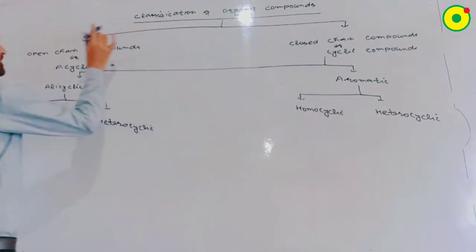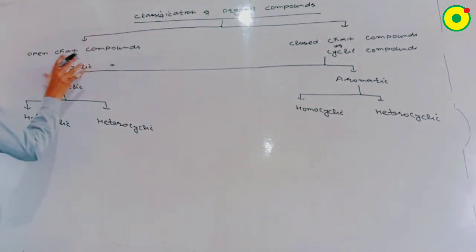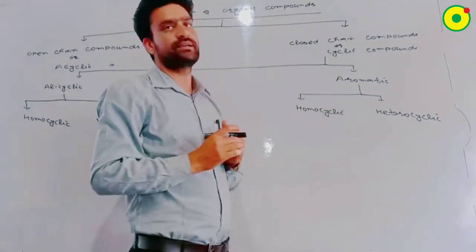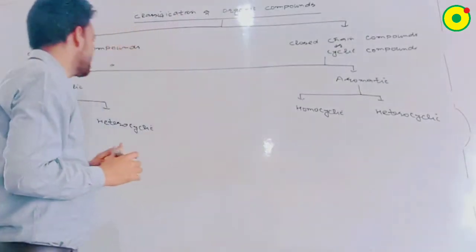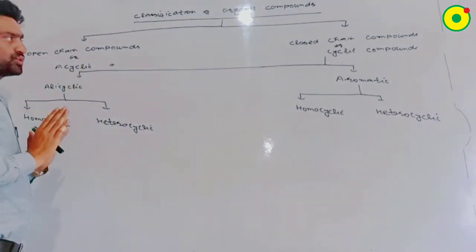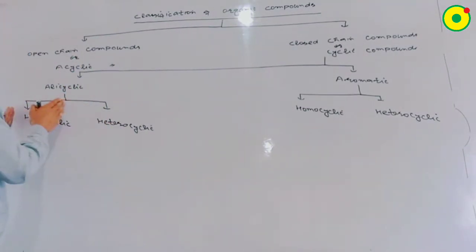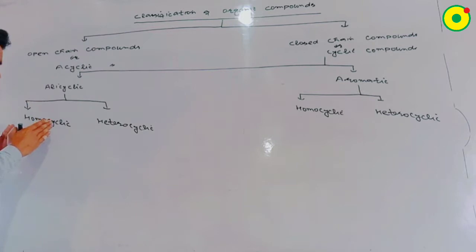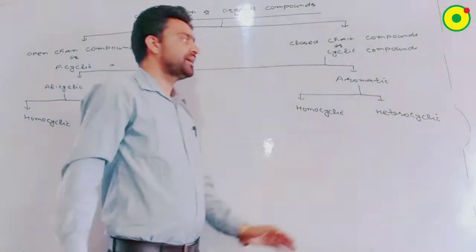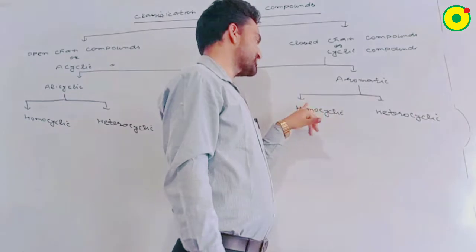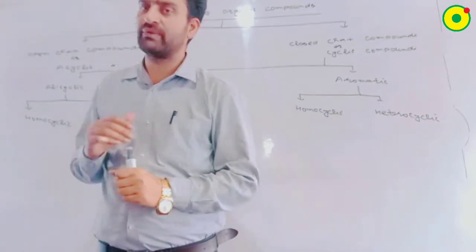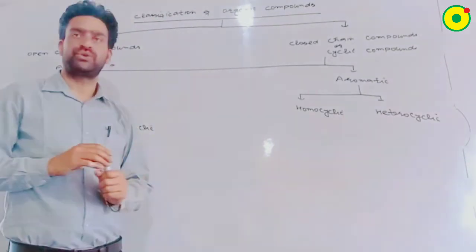Classification of organic compounds. Organic compounds are classified into open chain compounds or acyclic compounds. Second is closed chain compounds or cyclic compounds. Closed chain or cyclic compounds are further of two types: alicyclic compounds and aromatic compounds. They are further differentiated into two types. Alicyclic compounds are homocyclic and heterocyclic, and similarly aromatic compounds are differentiated into homocyclic and heterocyclic. Now we will learn each of them individually.